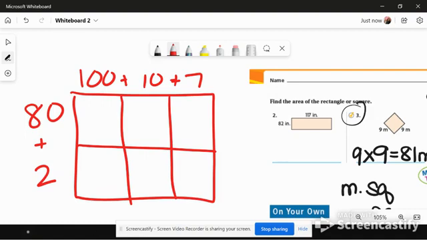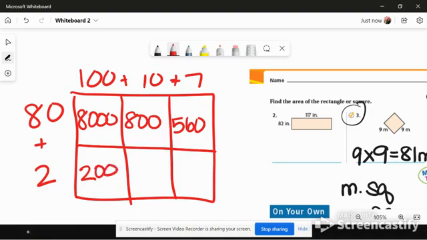So using mental math, we're going to do 8 times 1, which is 8. And we have 1, 2, 3 zeros. 8 times 1, 8. 1, 2 zeros. 8 times 7, 56. 1 zero. 1 times 2, 2. 1, 2 zeros. 2 times 10, 20. And 2 times 7 is 14.